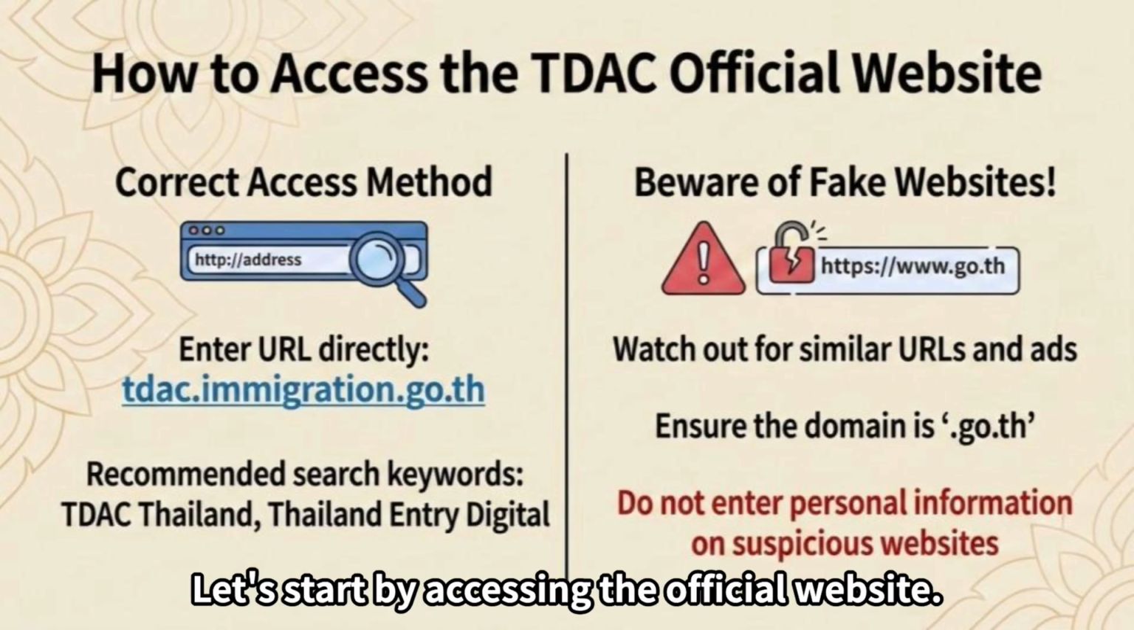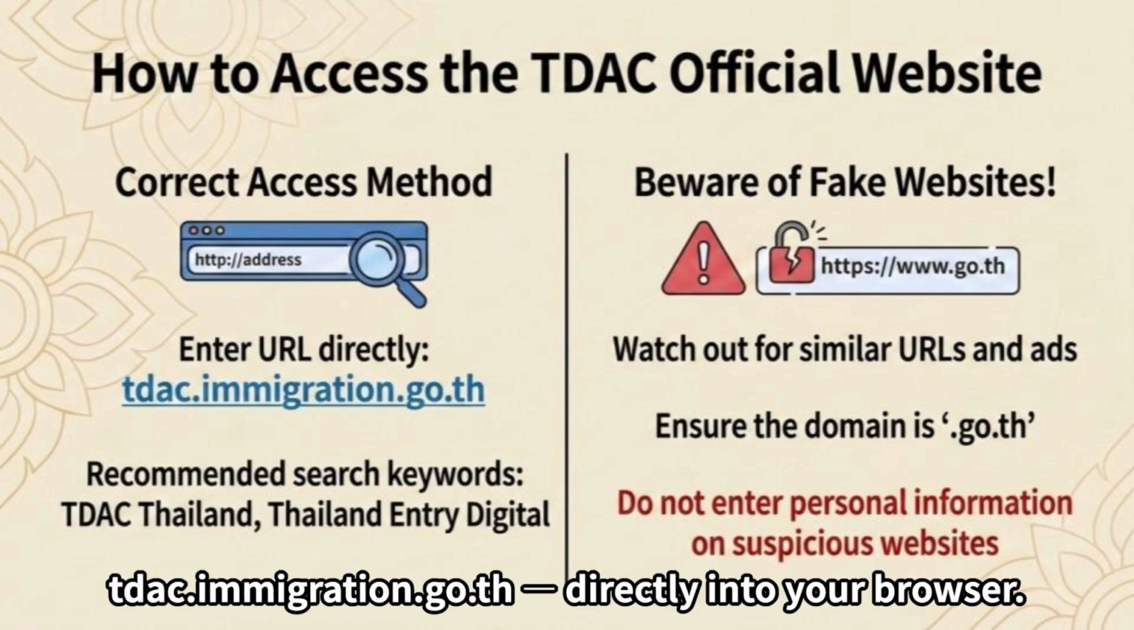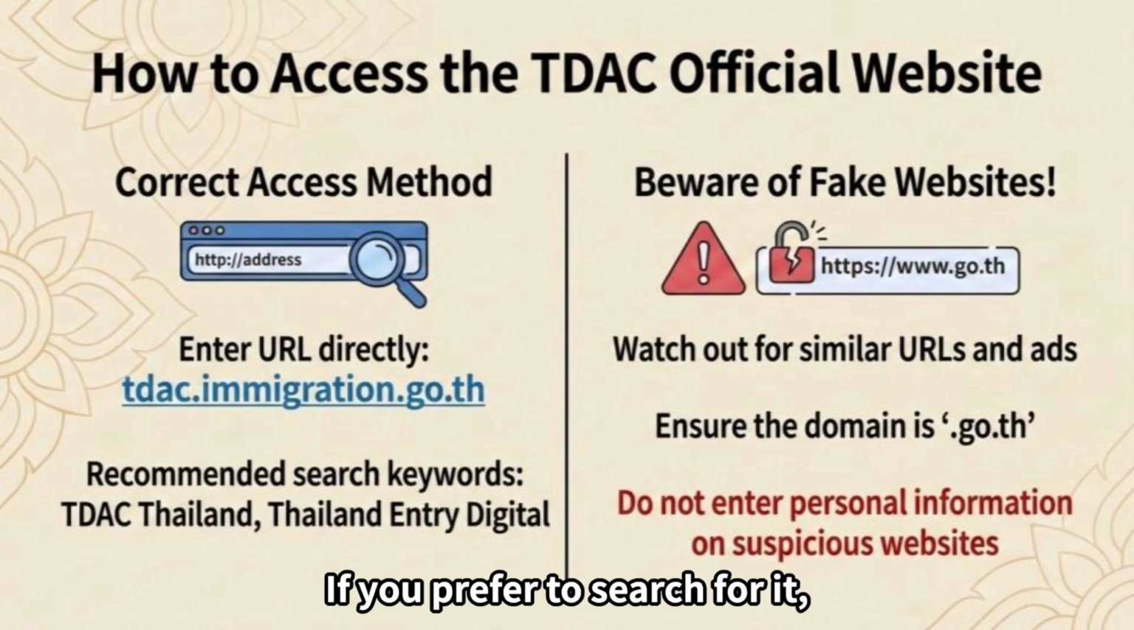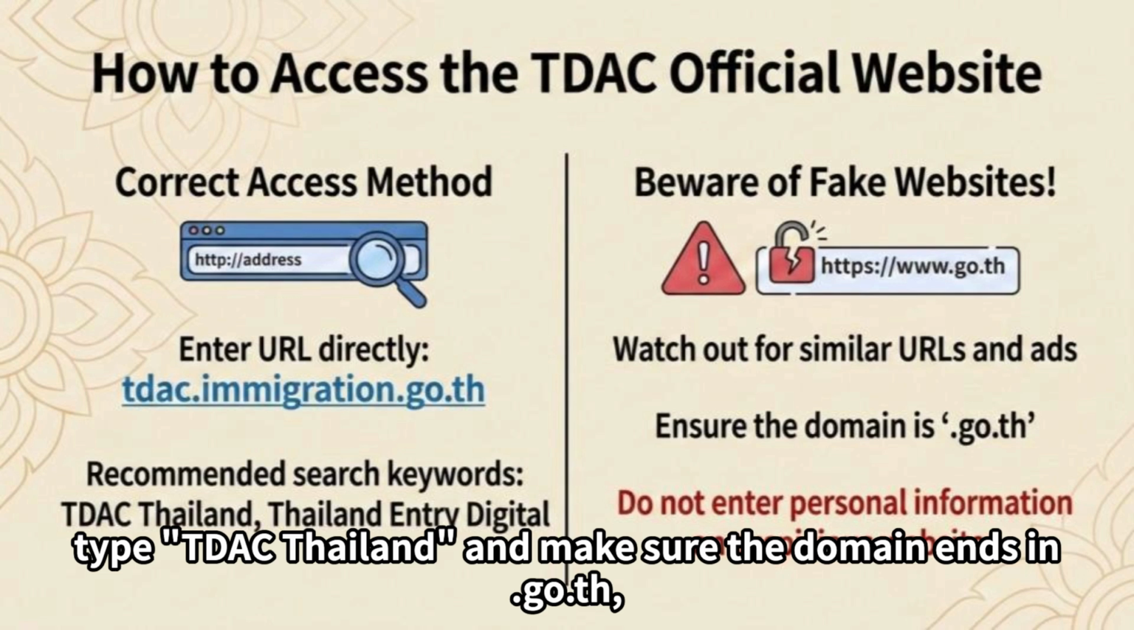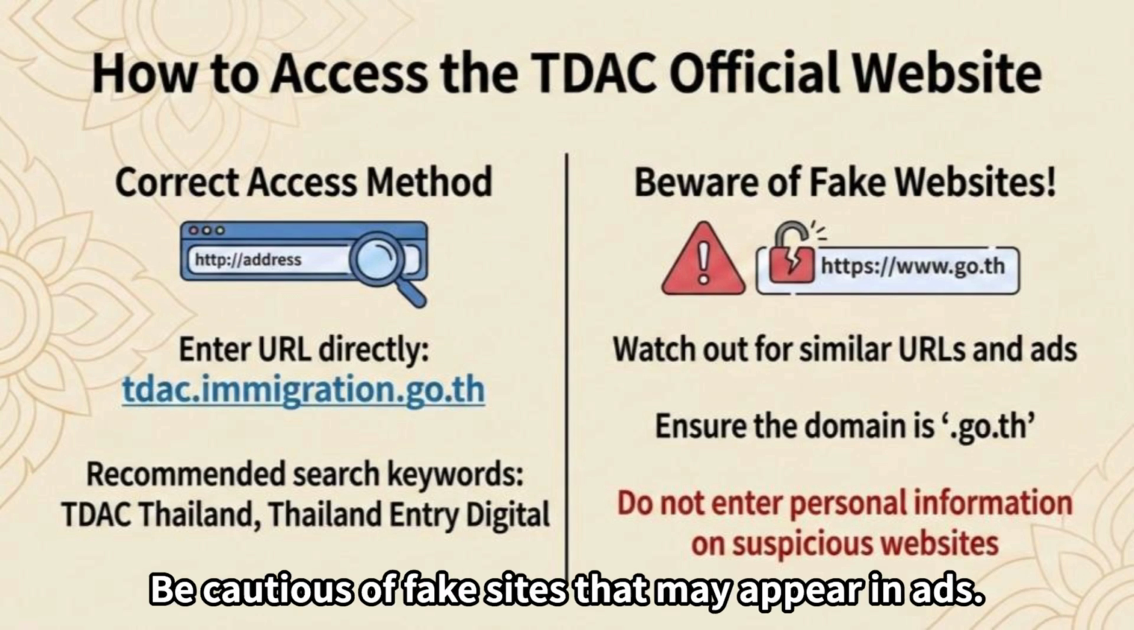Let's start by accessing the official website. The most reliable way is to type the URL shown on screen, tdac.immigration.gov.th, directly into your browser. If you prefer to search for it, type TDAC Thailand and make sure the domain ends in .gov.th, which indicates an official Thai government site. Be cautious of fake sites that may appear in ads.